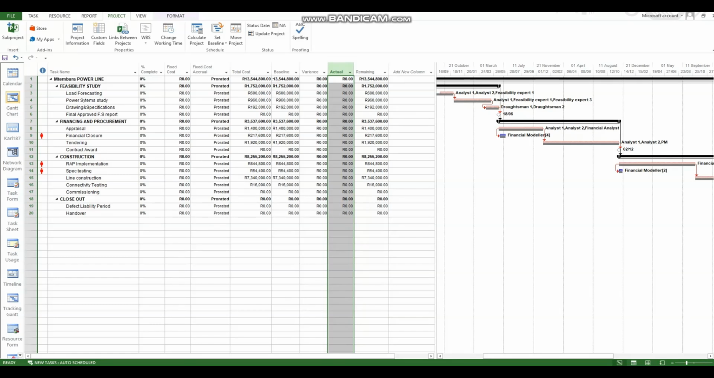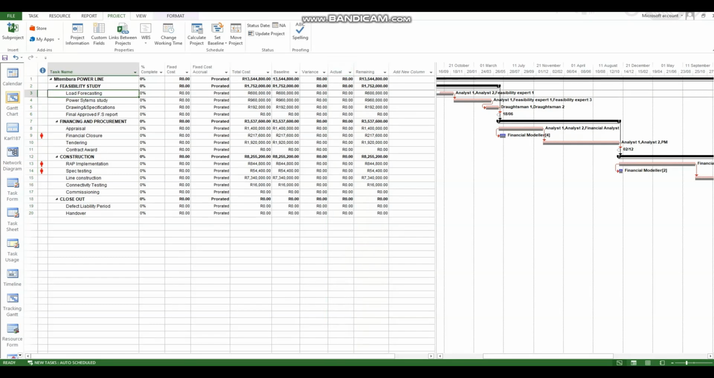Okay. Now watch here. If I were to register an actual, let's say of 20% on that, there's no register of the variance there. That's not what variance means. 120 is actually being spent. Okay, the total and original baseline cost is still sitting at 600,000.